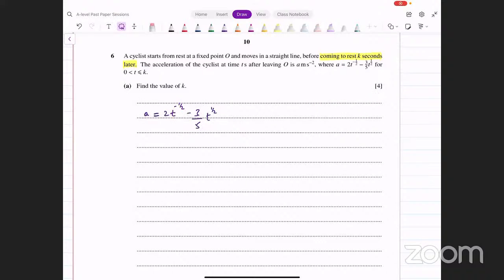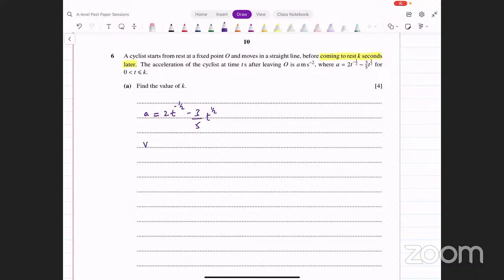अच्छा, हमें k फाइंड करना है. हमें इंफॉर्मेशन क्या दी हुई है, उसने बताया कि इट कम्स टू रेस्ट k सेकंड्स लेटर. तो बेसिकली टाइम फाइंड करना है व्हेन द वेलोसिटी इज 0. ठीक है. अच्छा, नाउ व्हाट डू वी गेट फ्रॉम दिस? हमें वेलोसिटी फाइंड करनी है. वेलोसिटी के लिए क्या करते हैं, एक्सेलरेशन को आप इंटीग्रेट कर देते हो तो उससे आपको वेलोसिटी मिल जाती है.